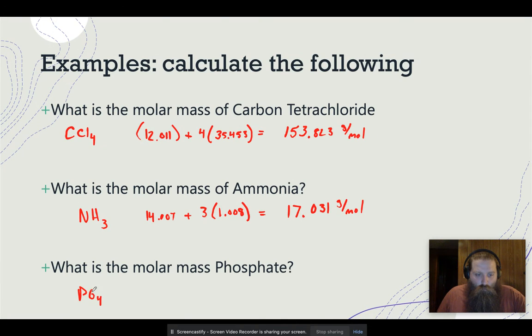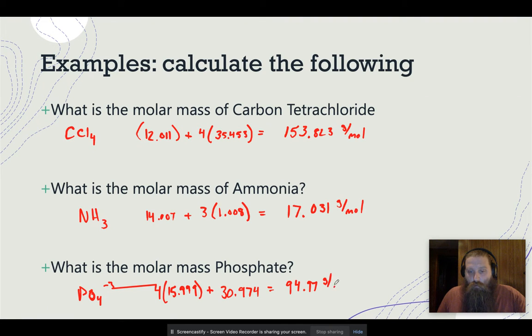What about phosphate? Phosphate is PO4, minus 3. Does the minus 3 matter? All right, it's telling us we have 3 extra electrons. Not really. Remember, electrons are so small that they don't really come into our consideration when we talk about mass. So I just need 4 times 15.999 for oxygen, plus phosphorus is 30.974. And so we punch that into our calculator, and we get 94.97 grams per mole. There we go. So those are my molar mass calculations from the periodic table. It's just adding what's in my formula.